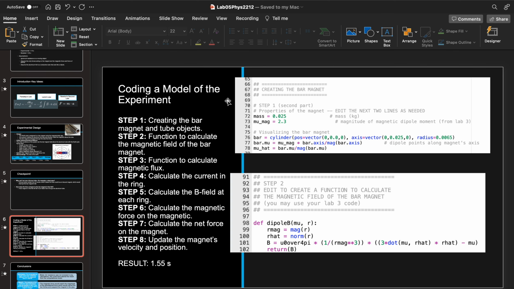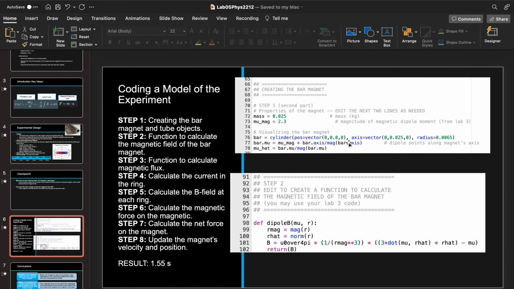So here's the coding of a model. Step 1 of the code was to create the bar magnet and tube objects. Step 2 was to create a function to calculate the magnetic field of the bar magnet. Step 3 was a function to calculate magnetic flux. Step 4 is to calculate the current in the ring. Step 5, calculate the B field at each ring. Step 6 is to calculate the magnetic force on the magnet. Step 7, calculate the net force on the magnet. And step 8 is to update the magnet's velocity and position.